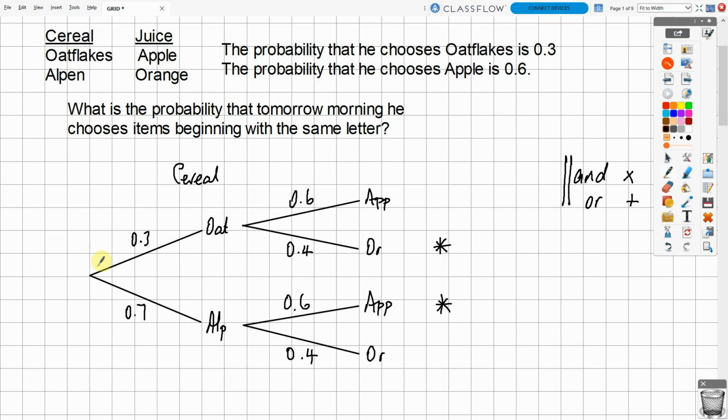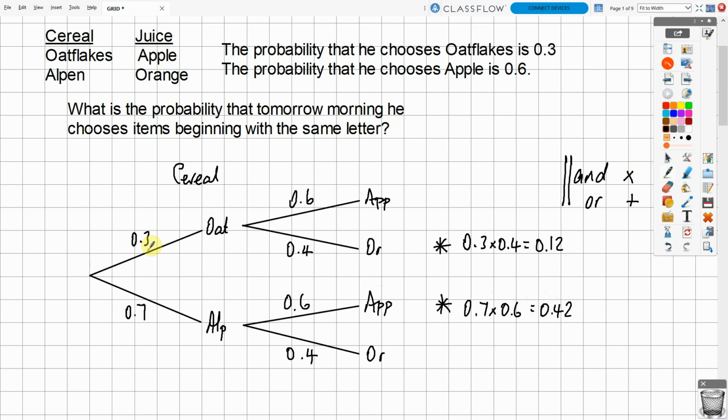So the probability of him choosing oat flakes and orange juice is 0.3 times 0.4. So that's 0.12. The probability of him choosing Alpen and apple is 0.7 times 0.6. That is 0.42. Notice in both those cases, as we moved along the branch, we said oat flakes and orange. That's why we multiplied. Alpen and apple. Again, that's why we multiplied.